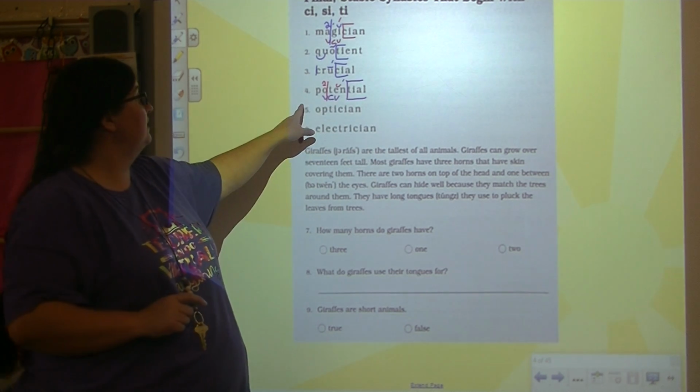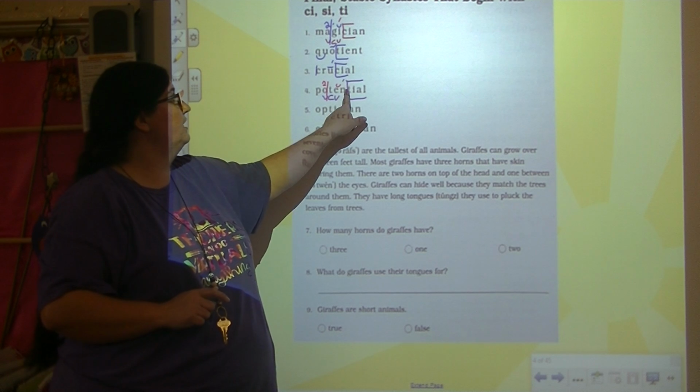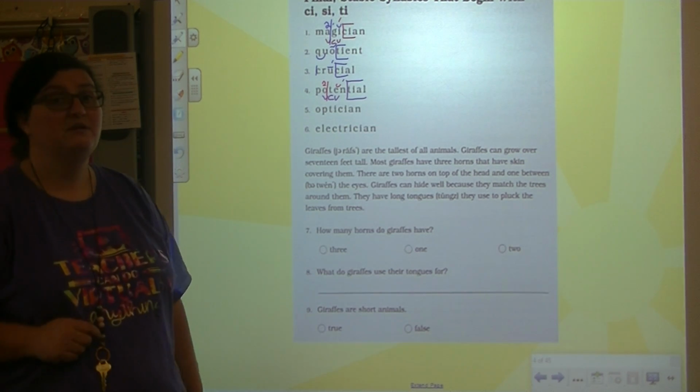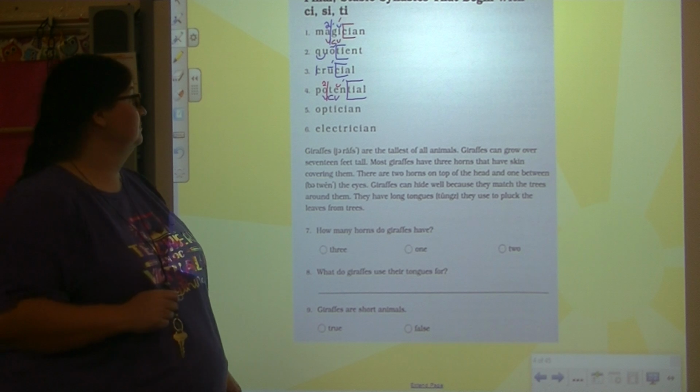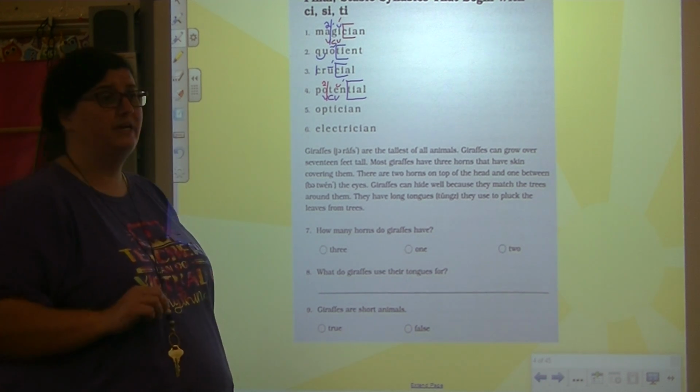Potential. Put it together. Potential. What word? Potential. You have the potential to do well. Potential.